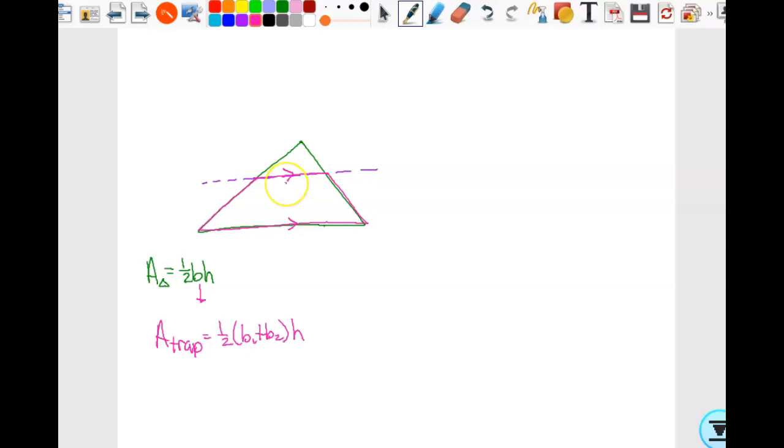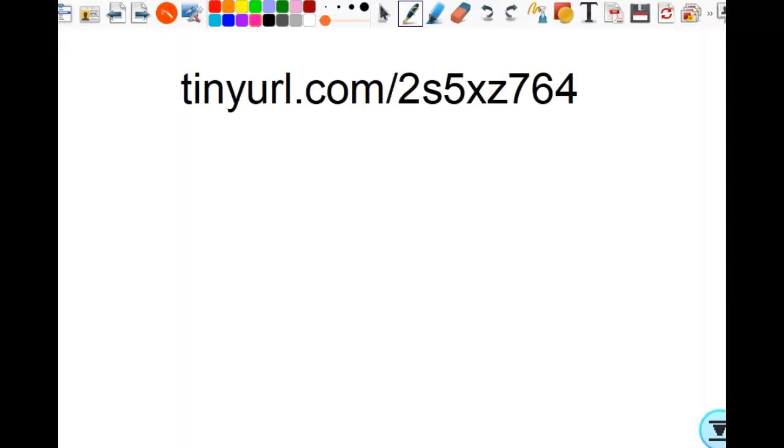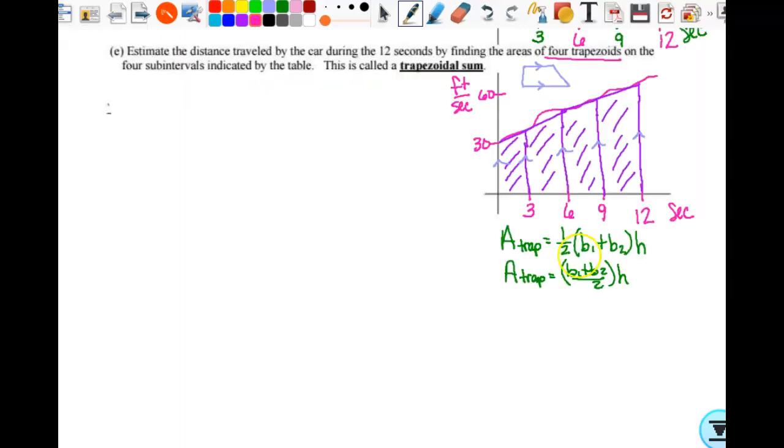If you write it the other way, it's the average of the bases times the height. So you can think of it however you want to think of it. Just make sure you can do it correctly. We got it? Okay, all right, so let's talk about the approximate distance.